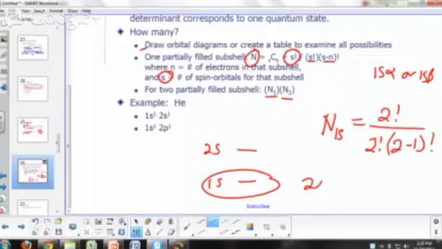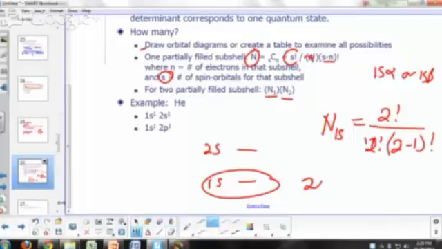I think I might have this formula mixed up. Okay, this should be n factorial. Sorry, that's n factorial. Please correct that. This should be n factorial.